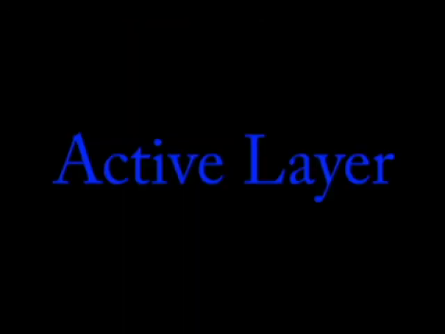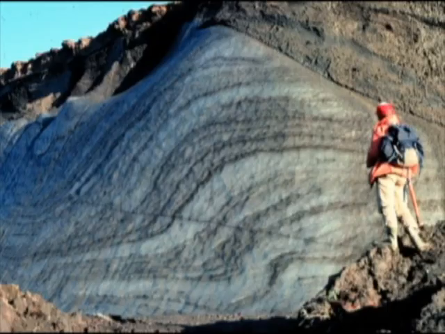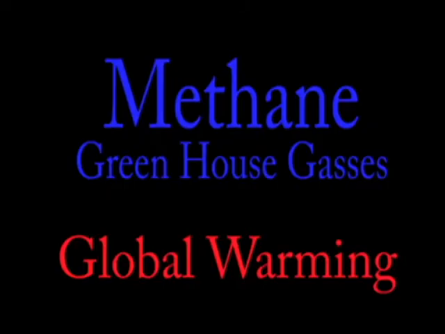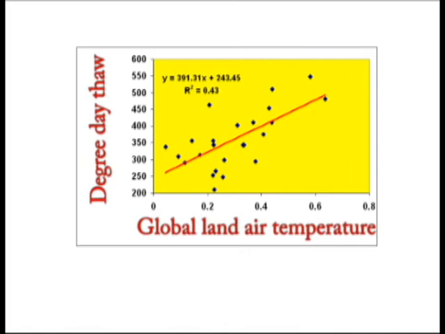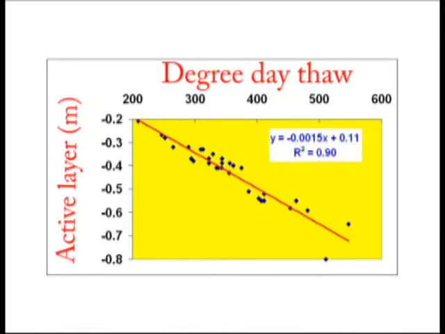Another factor that was studied in this research was the active layer. The active layer is the top layer of permafrost that thaws during the summer, then freezes during winter. Permafrost contains methane, which is one of the greenhouse gases that causes global warming. The warmer the weather, the thicker the active layer. The Arctic sea ice changes influence active layer thickness through a chain relation process, as you will see.